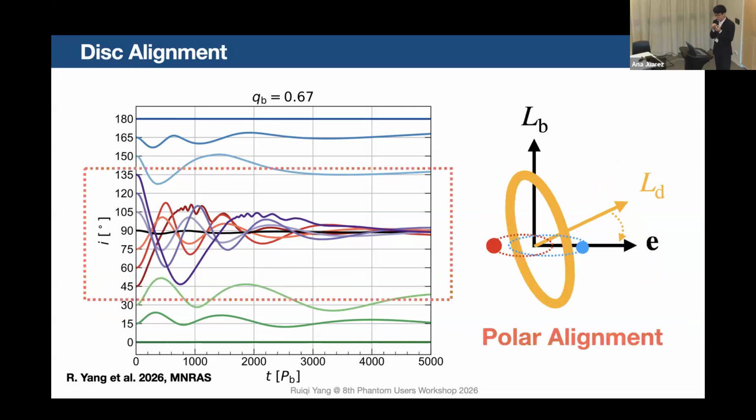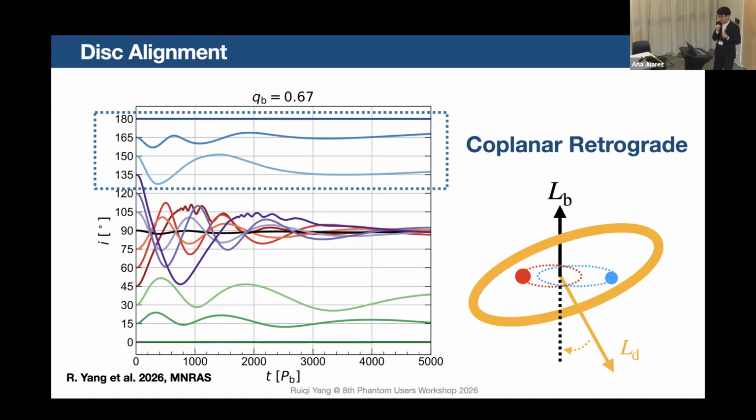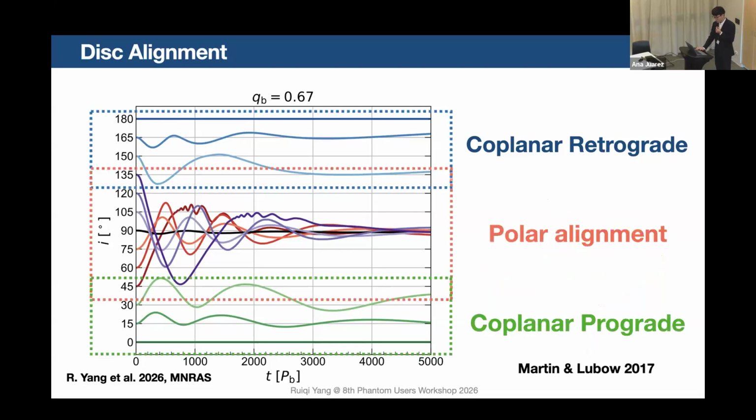And for disks with tilts higher than 45 degrees and lower than 135 degrees, the disk angular momentum is precessing about the binary eccentricity vector rather than the binary angular momentum vector. So these disks will evolve towards polar alignment. And for disks with tilts higher than 135 degrees, they will evolve towards coplanar retrograde alignment, which means the disk angular momentum vector is precessing about the opposite direction of the binary angular momentum vector. So generally, there are 3 stable alignments for a misaligned circumbinary disk around an eccentric binary, which is consistent with previous analytical predictions by Martin and Lubow.